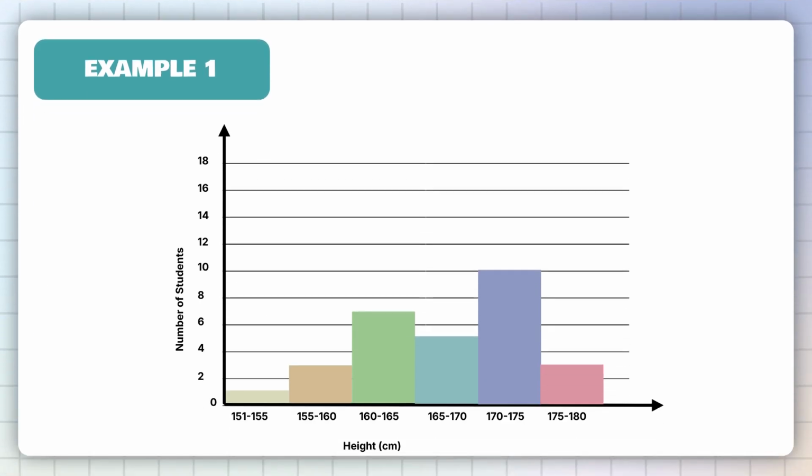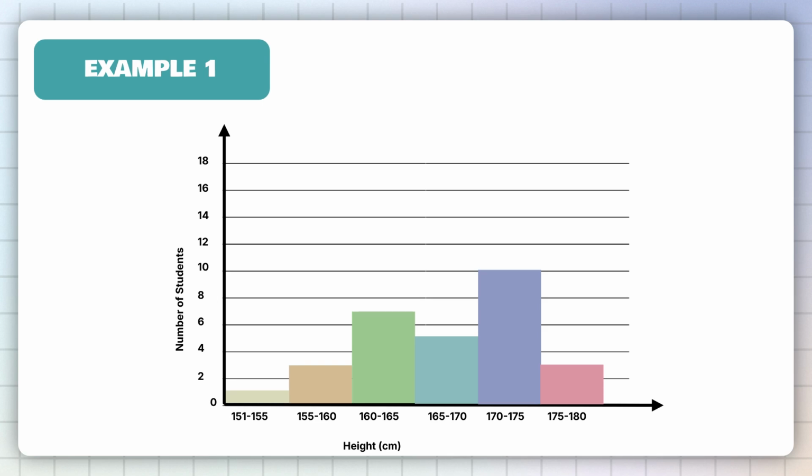Let's dive into some examples to solidify our understanding of drawing and interpreting histograms and pie charts. First, let's start with histograms. Imagine we have a dataset showing the heights of 30 students grouped into intervals of 5 centimeters. The histogram diagram provided shows the height intervals on the horizontal axis and the frequency of students in each interval on the vertical axis. Look at the histogram.